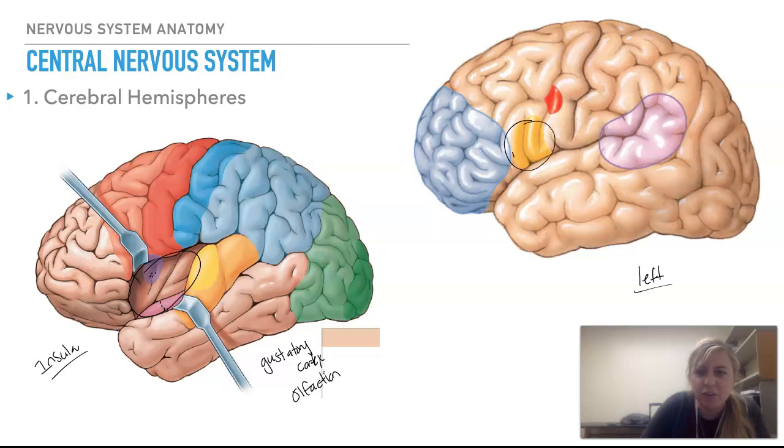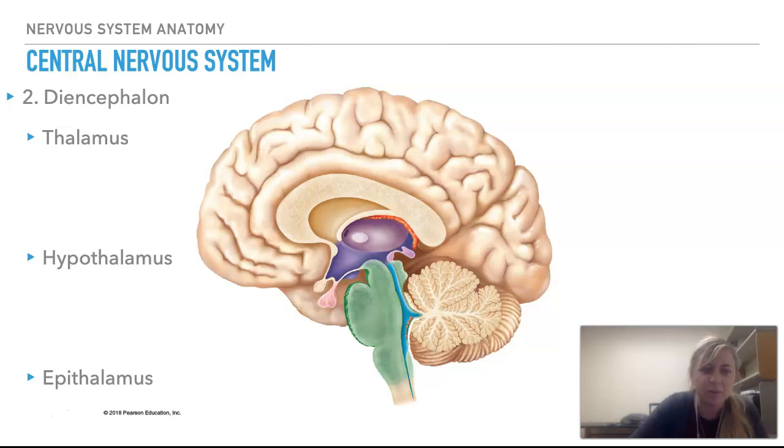We have an area over here called Broca's area. This area of the cerebrum is responsible for motor speech, so being able to actually physically form words by moving our mouth and our tongue. And then there's another area here called Wernicke's, and this is the language comprehension area. So on the left side of the brain, you have a region that is responsible for you being able to understand language.